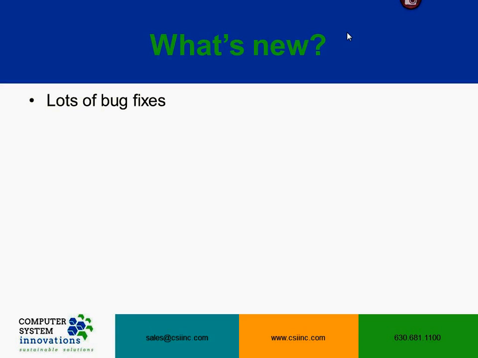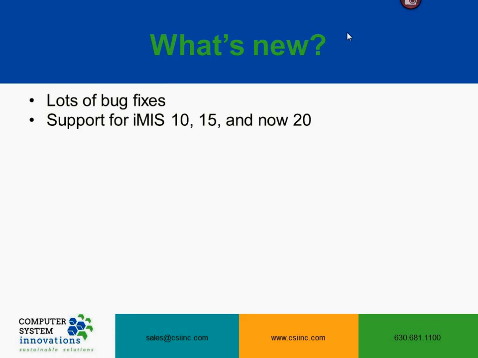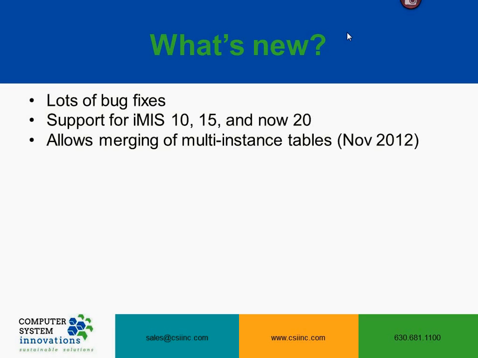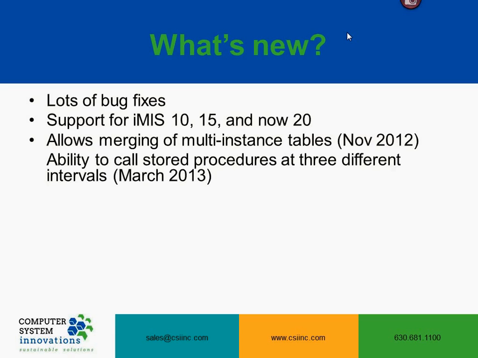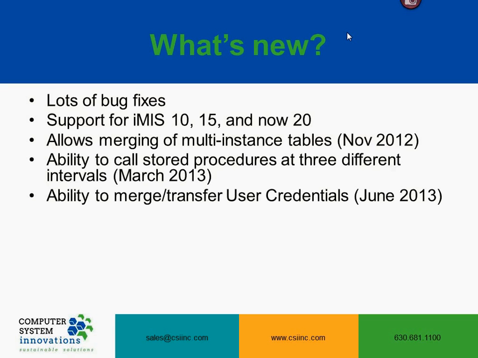So what's new in iMerge lately? Well, we've done lots of bug fixes over the years. Looking at the last couple years, we added support for IMIS 10 when it came out, and then 15, and then 20. We allowed it to merge multi-instance tables as of November 2012. Then we added the ability to call stored procedures at 3 different intervals in March of 2013. We'll cover that as well.